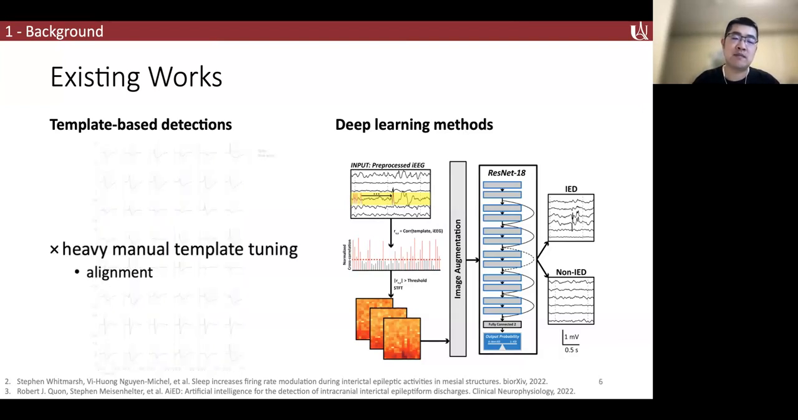The template-based method requires very heavy manual tuning of the templates. For example, they should be aligned in the time domain. You can see that there is a peak and also a slow wave. Both the peak and the slow wave should be carefully aligned to facilitate effective detection of the IED patterns.